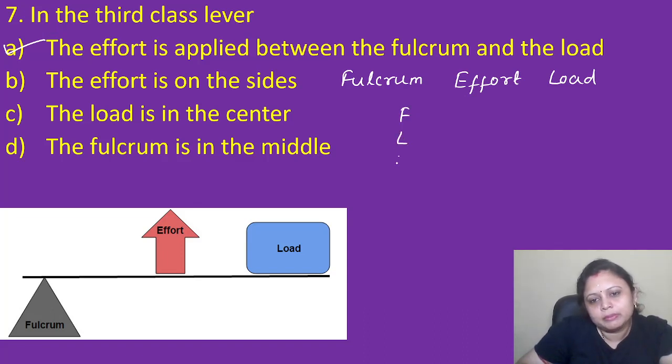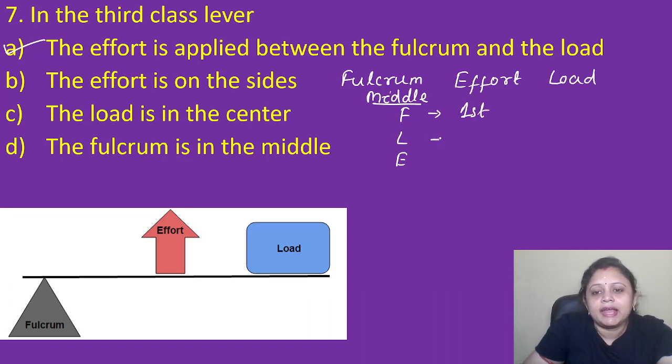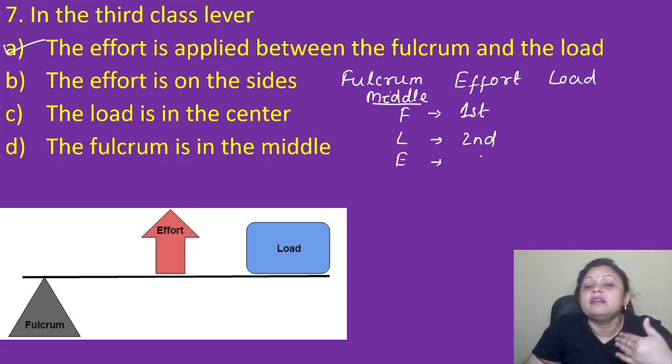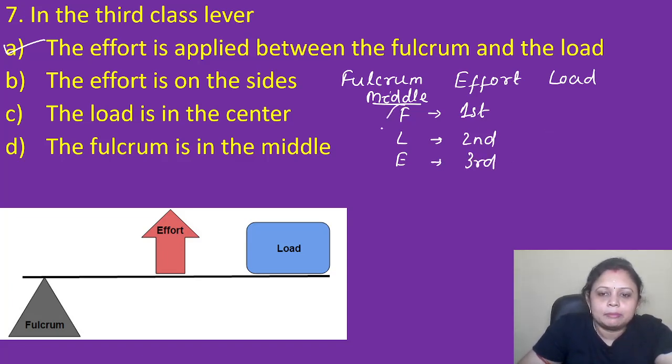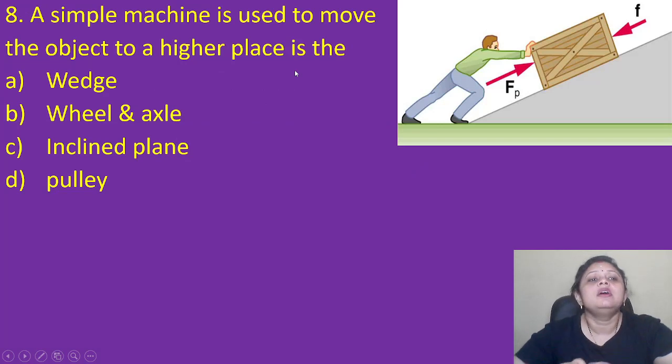So you can remember it as FLE. F means fulcrum. It is the middle position. This is just a trick to remember. Okay. So FLE. F is fulcrum. If fulcrum is in the middle, it is the first class lever. L, load is in the middle. It is the second class lever. E, effort is in the middle. Then it is the third class lever. So you can remember it this way also. FLE. Right? Okay.